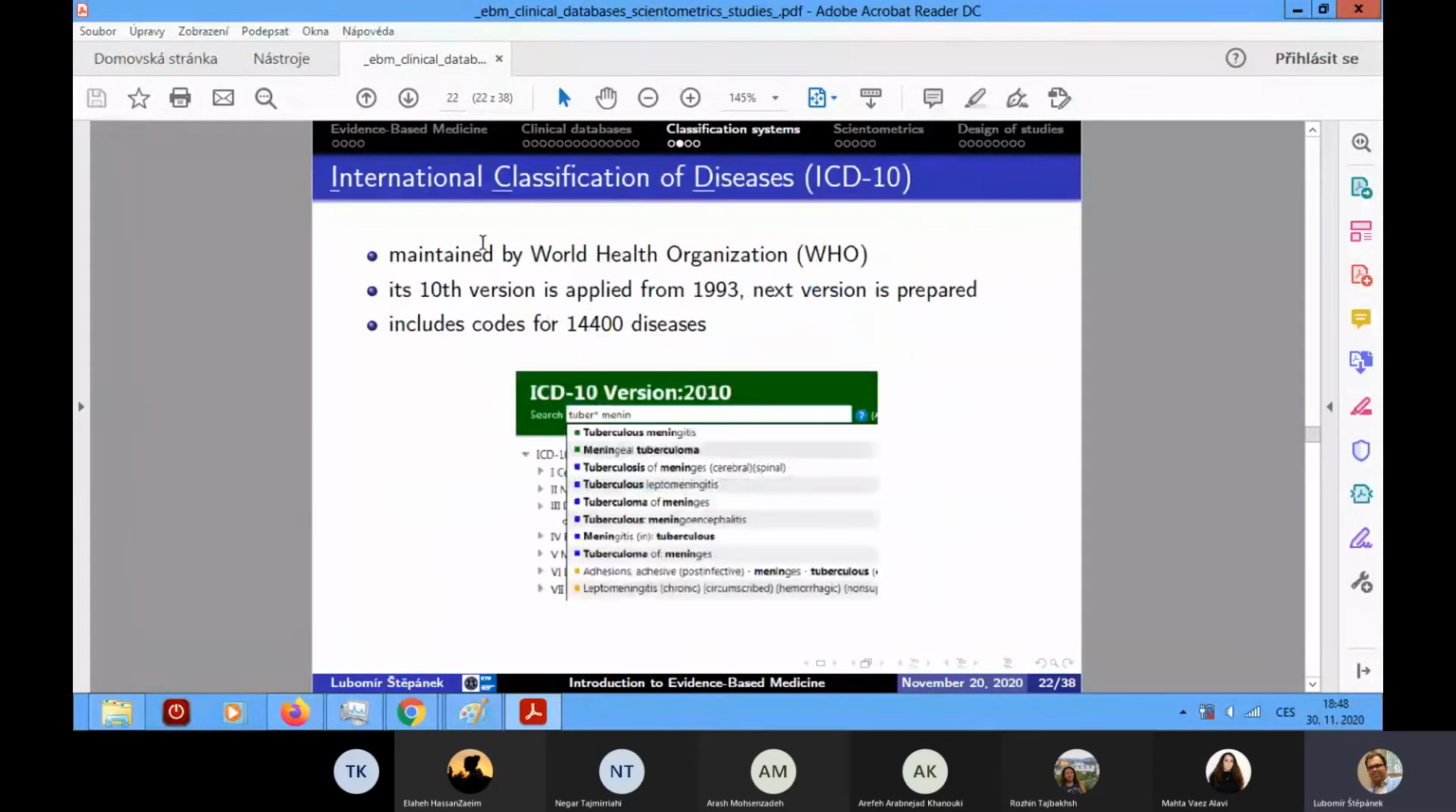Okay, there are some examples. So ICD-10, International Classification of Diseases, 10th revision. It means that the 10th version is still applied nowadays, and it has been applied since 1993.